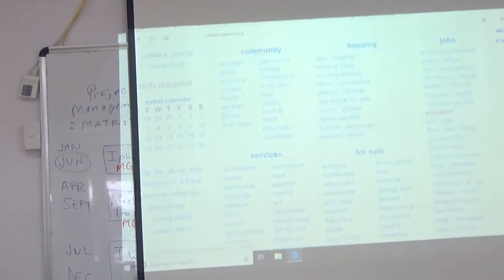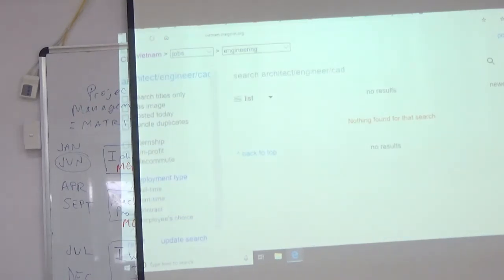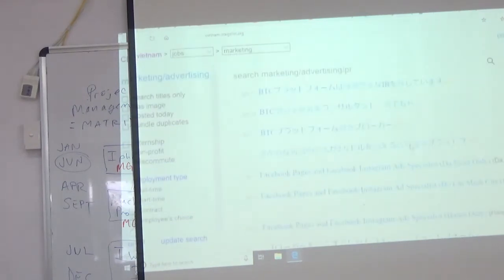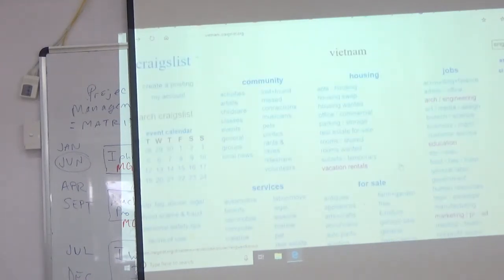So if that's your thing, you might have other jobs. You want to work for an engineering company. There's a lot of construction here. No results for engineering. They're not looking for people here. Marketing and PR. Looks like a lot of Japanese companies here. Ad specialist for Facebook and Instagram. So, I don't know, that's one example of where you could try to recruit. Or you could hire somebody and outsource and get an agency to look for your human resources.